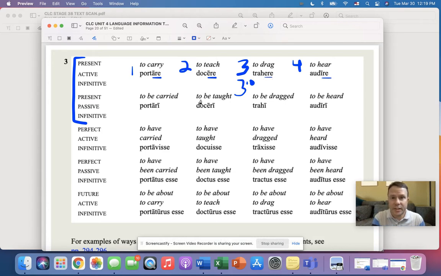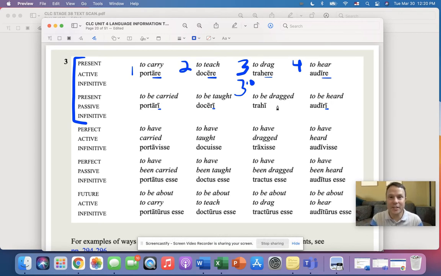And to change them to the passive, so not to carry, but to be carried, not to teach, but to be taught, so to be blanked, we're going to take this E in portare and change it to an I. So portare becomes portari. Docere becomes doceri. Audire becomes audiri. Now, there's always an exception, right? Language is a very human thing. It's one of the most human things that we do, and we like our exceptions.